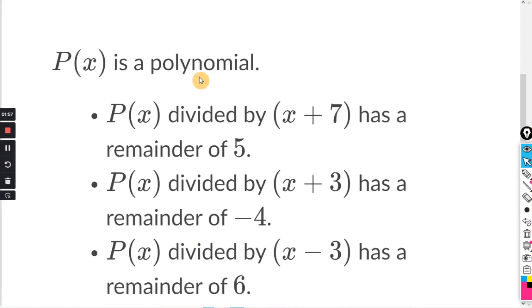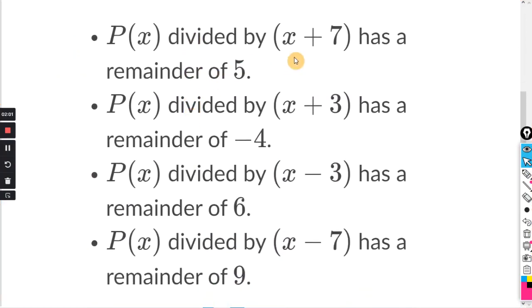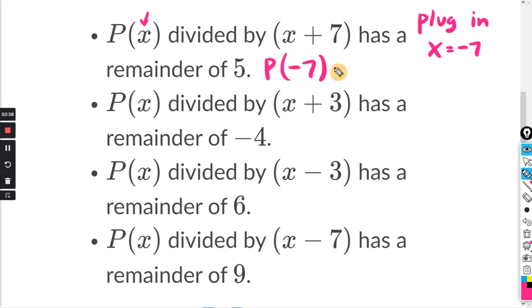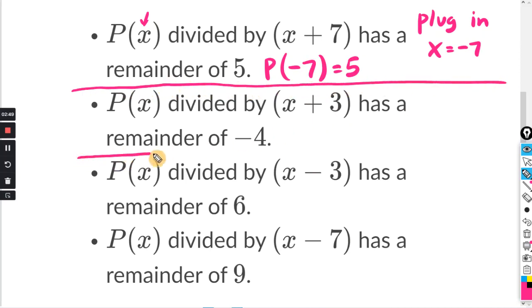All right, it says P of x is a polynomial. P of x divided by x plus 7 has a remainder of 5. So in that case, since this is x plus 7, we're plugging in x equals negative 7. And when we plug in negative 7, we get a remainder of 5. So P of x, we're plugging in negative 7 in place of x. That means P of negative 7 is going to equal 5. And for the next scenario here, let me separate all these to make it more clear.